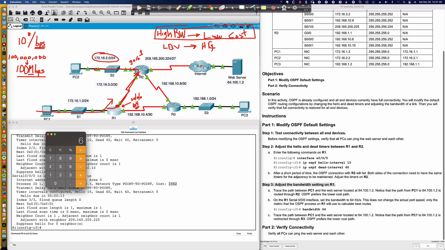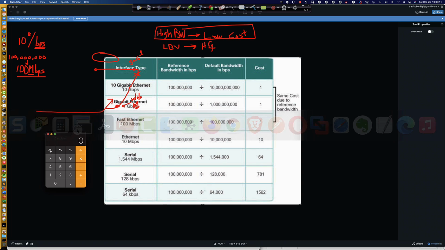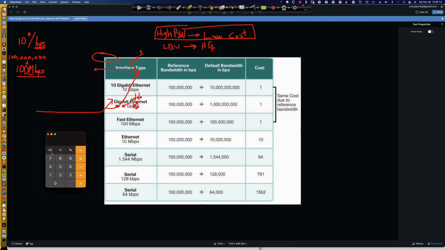Remember, we set it to 64 thousand. 64,000 bits per second is 64 kilobits per second. And what do I get? 1562. To prove to you that these aren't pre-canned, if I had auto-cost reference bandwidth 10 to the 8 divided by 768, with three zeros, my cost would be 130.